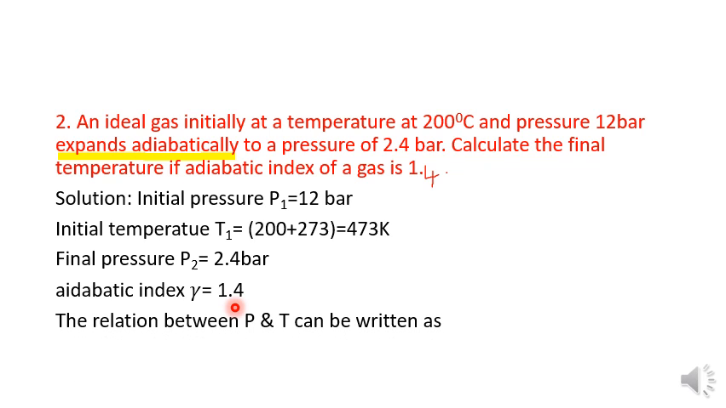So this problem is very easy. If you know the relations between P and T, you can easily find the final temperature. So write the given data, and it is an adiabatic process, and we know that for the adiabatic process the equation is expressed as PV power gamma is equal to constant. In the problem they gave the values of P and T only. So write the relations for P and T. We can write the equation T1 by T2 is equal to P1 by P2 whole power gamma minus 1 by gamma.